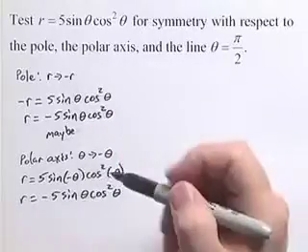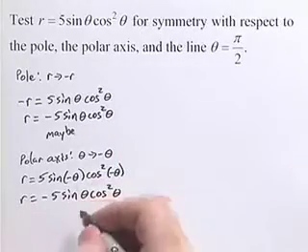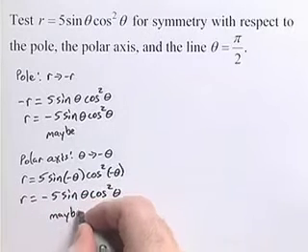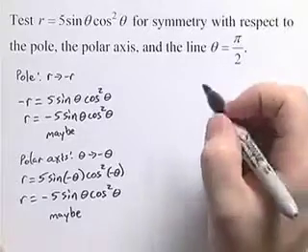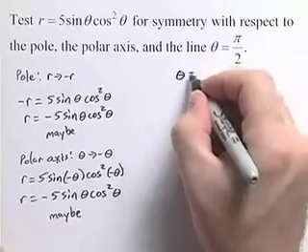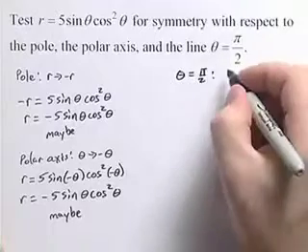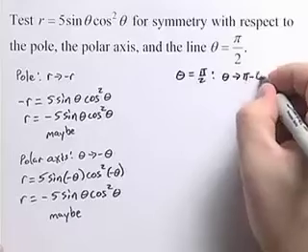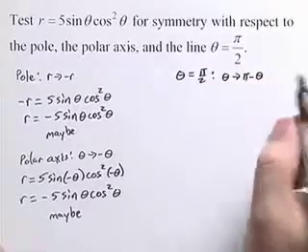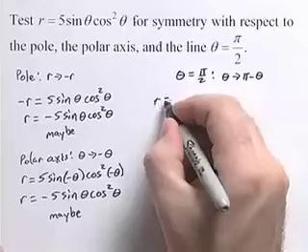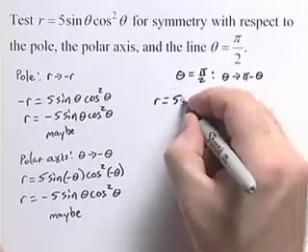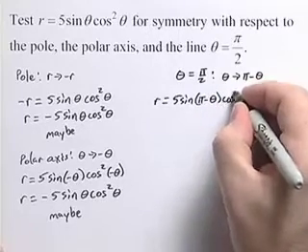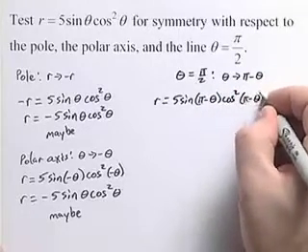This is not the same equation that we started with, so again, there may or may not be symmetry with respect to the polar axis. We'll say maybe again. Lastly, we're going to check for symmetry around the line theta equals pi over 2. To do that, we're going to replace theta by pi minus theta and see if we get the same equation back. Here we'll have r is equal to 5 times the sine of pi minus theta times cosine squared of pi minus theta.